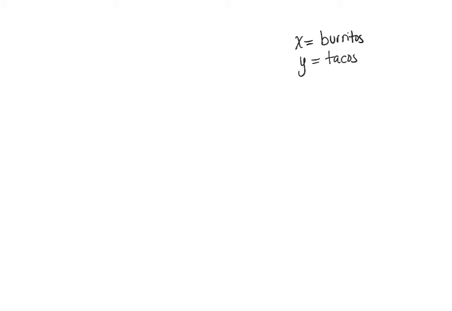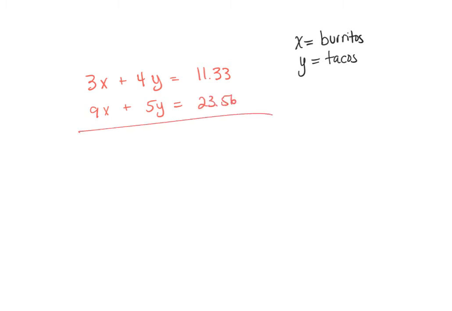All right. And so they've given us 2 orders here. The first order, they give us a certain number of each and a total. So we have 3 of our burritos and 4 of our tacos, and that is the total, $11.33. For the next one, we have 9 burritos and we have 5 tacos, and that's going to be $23.56. All right. Again, this is not automatically going to cancel, but I think the x is going to be the easiest one. If I have a positive 3 and a positive 9, I could make that a negative 9 and a positive 9, and that would cancel.